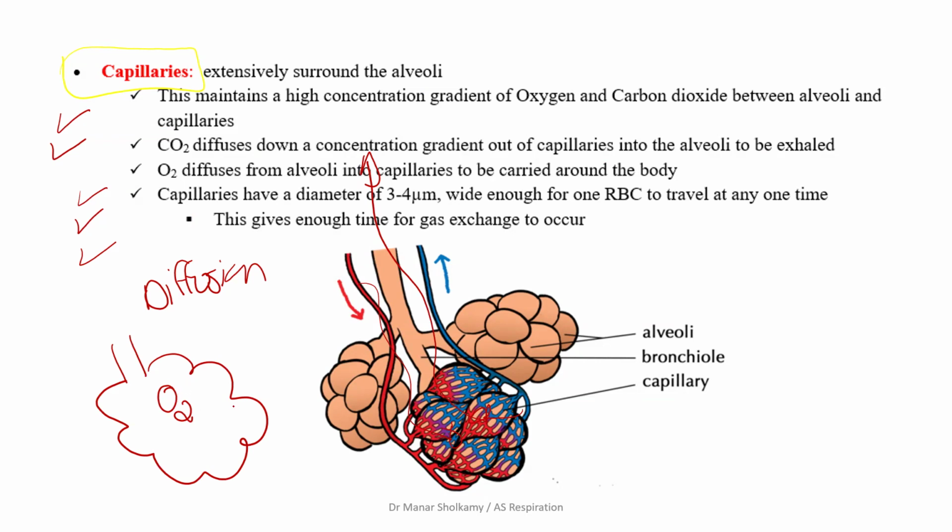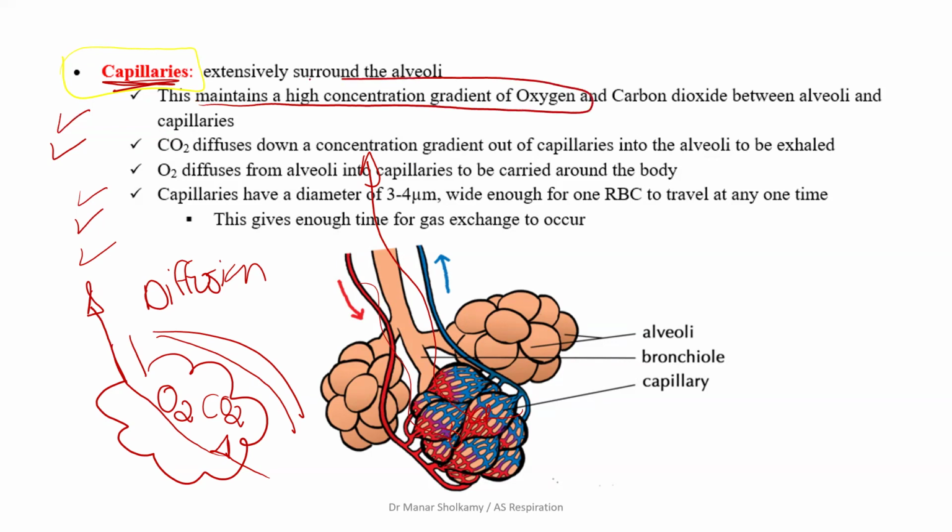It's going to diffuse down a concentration gradient from the alveoli into the surrounding capillaries, and the capillaries will take it away. And from the capillaries, which gas will diffuse out? Carbon dioxide. Yes, very good. Again, down a concentration gradient, it will diffuse out so that it is exhaled. And the reason why capillaries are extensive is that they maintain a concentration gradient. This is a very important sentence. Maintain a high concentration gradient means that always the capillaries will take the oxygen away to give it to the bodies for aerobic respiration and provide the alveoli with CO2.